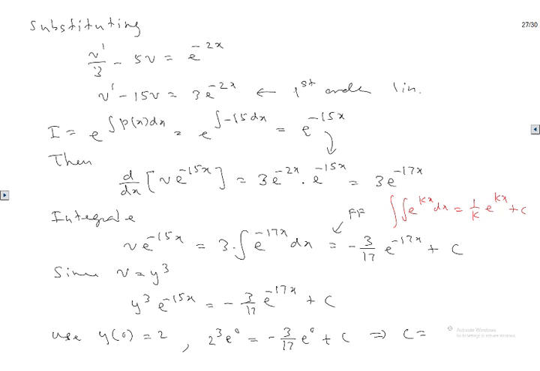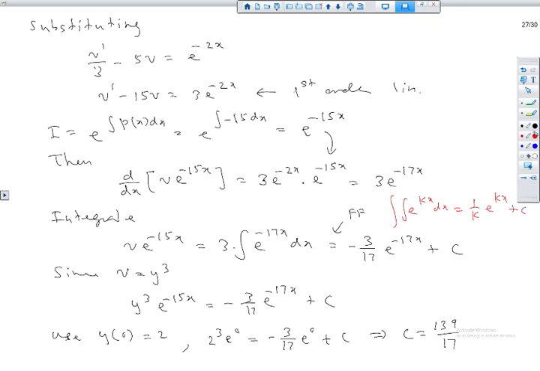2 to the 3 means 8. 8 times 17 means 136. Add 3, 139. So it's going to be 139 over 17. Okay, so that's the c. And then now what we can do, we're going to multiply by e to the 15x. So you're going to get y cubed and take the cube root, so you're going to get y. Okay, so we have only two more lines.